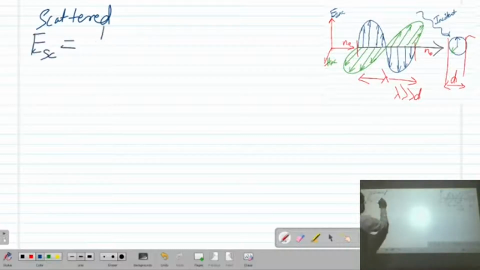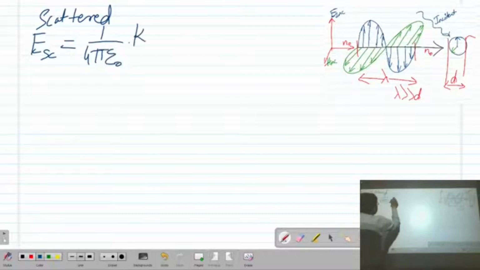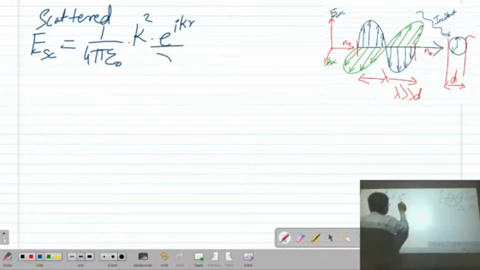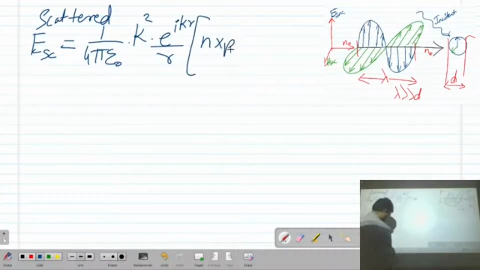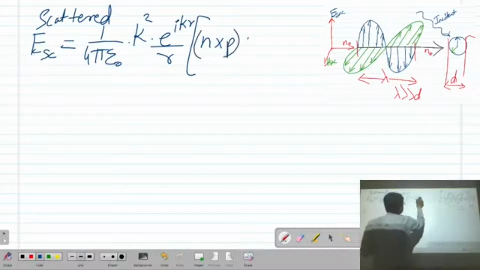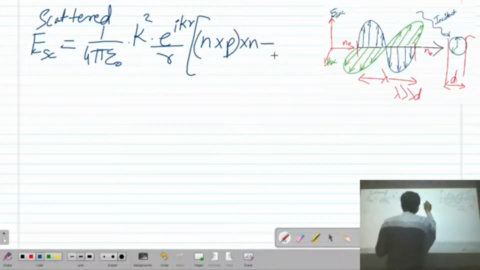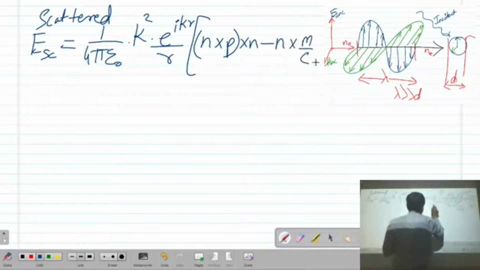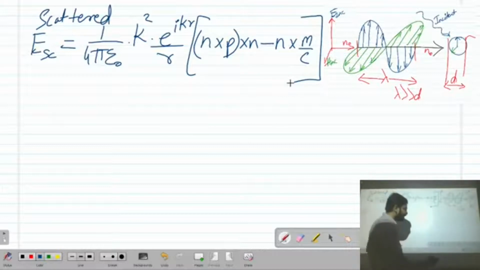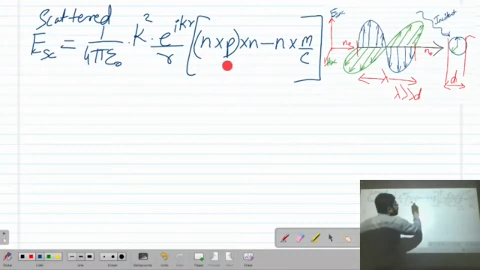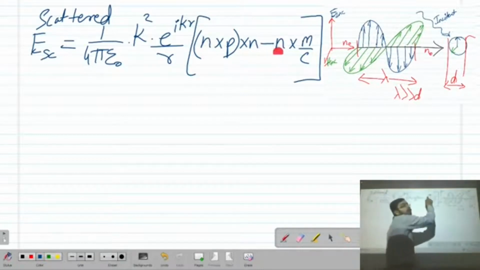E scattered is equal to 1 by 4 pi epsilon 0 dot k square dot e raised to i k r by r into n cross p cross n minus n cross m by c. Over here you can see that this p term is due to the electric dipole moment, and this is due to the magnetic dipole moment.